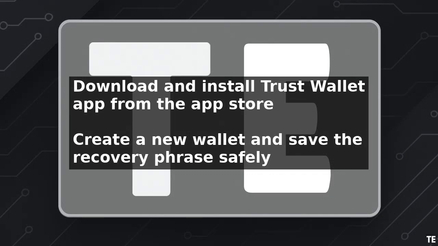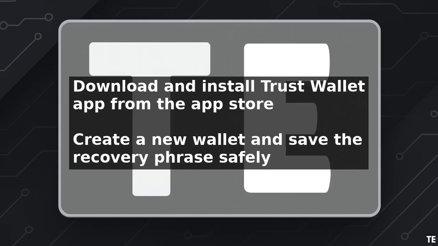To buy Melania meme coin on Trust Wallet, you need to have a Trust Wallet account and some Binance Smart Chain tokens for gas fees. First, download and install the Trust Wallet app from the App Store. Then create a new wallet and make sure to save the recovery phrase in a safe place.